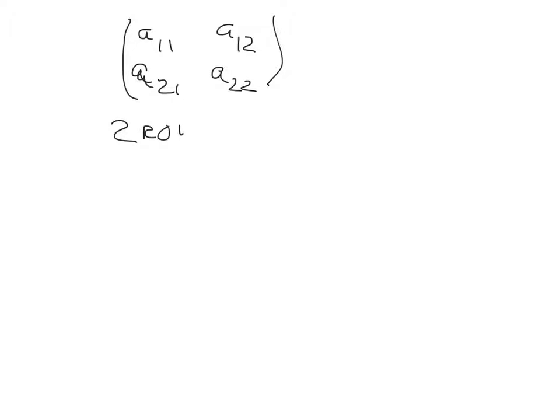Let's look at a 2 by 2 matrix. We're going to be looking at a lot of these. So we have A11, A12, A21, A22. 2 rows, 2 columns.